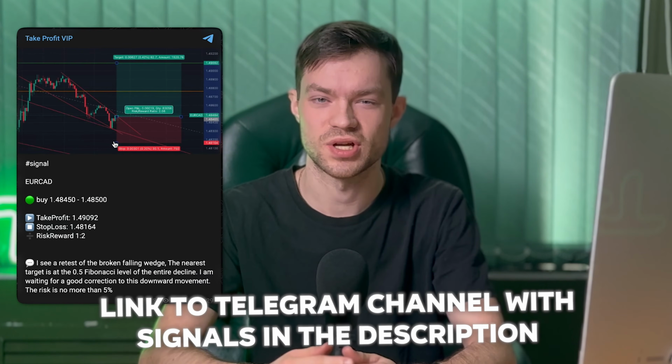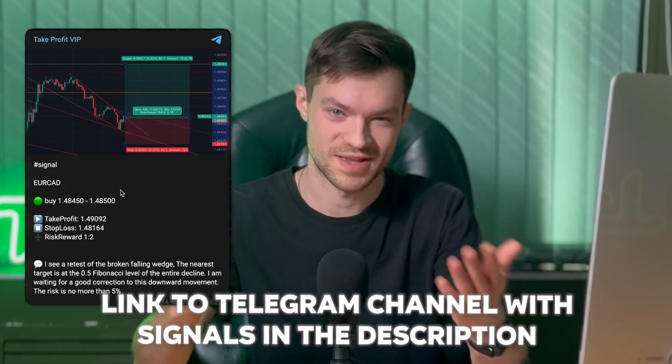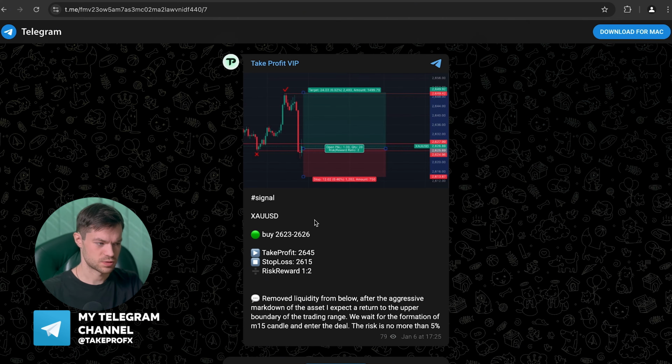I mean, within one day, this trade closed and brought me, let me remind you, 10,000 to my deposit. This signal was in the Telegram channel. We fixed the profit together. Let's take a look at the second simple trade, but on gold.